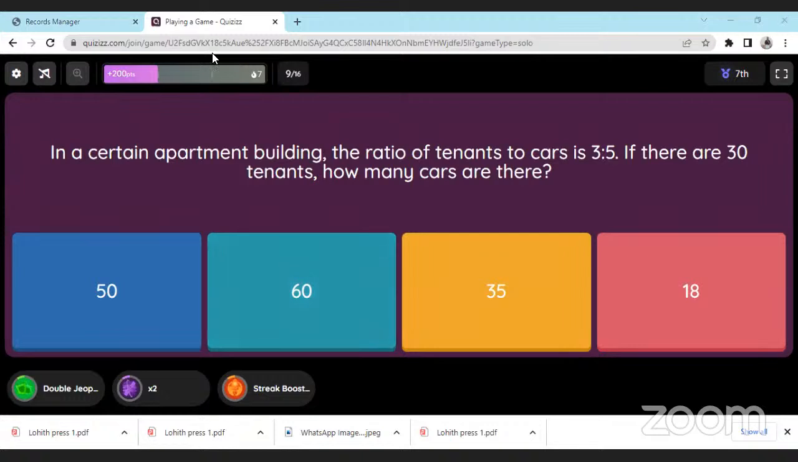I'm getting too many different answers. In a certain apartment, let's say the ratio of tenant to car, T is 3 and car is 5. If there are 30 tenants, how many cars are there? 30 tenants means multiplied by 10, and here also it is multiplied by 10.